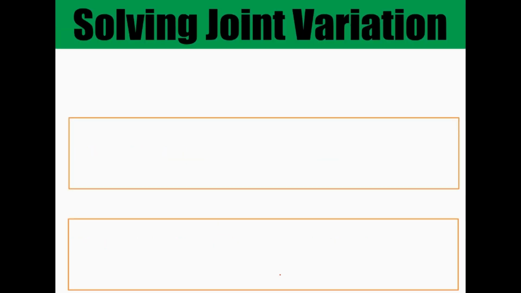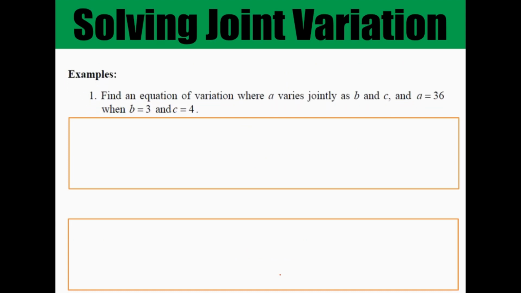So now, let's solve joint variation. So number 1, find an equation of variation where A varies jointly as B and C, and A equals 36 when B is 3 and C is 4. So what you're going to do here is to write first the equation based on the sentence. Find an equation of the variation where A varies jointly as B and C. So we have A equals K, B, C.